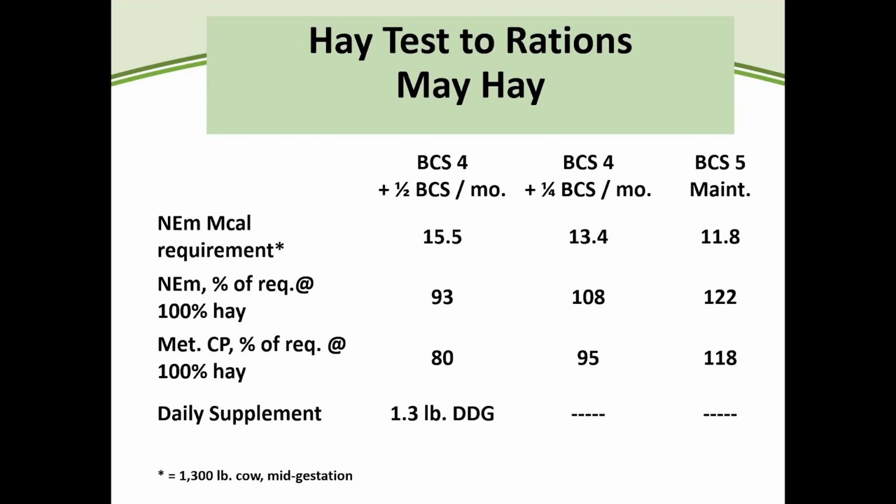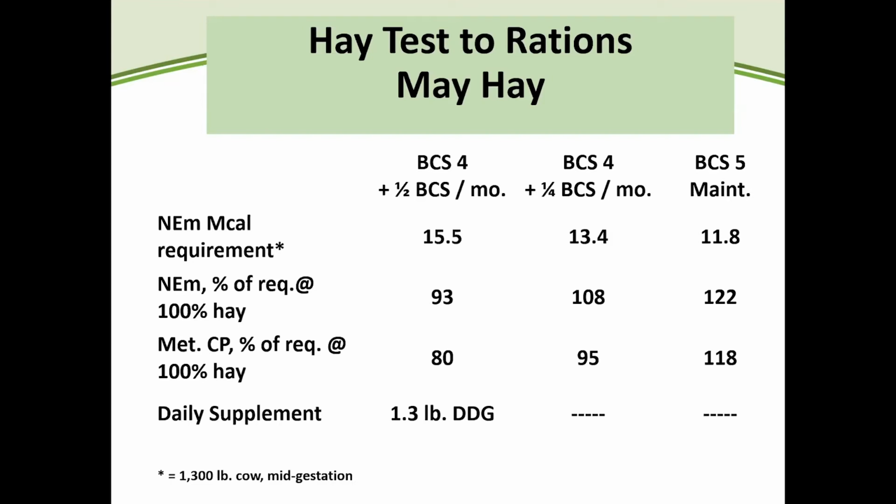Going to the middle column there, I'm still wanting to move my body condition score from 4 to 5, but I'm wanting to do it over a period of 4 months instead of 2. So my productivity rate is going down. In this case, the energy and protein of that high quality hay is probably good enough, and I wouldn't anticipate we'd need additional supplementation there.